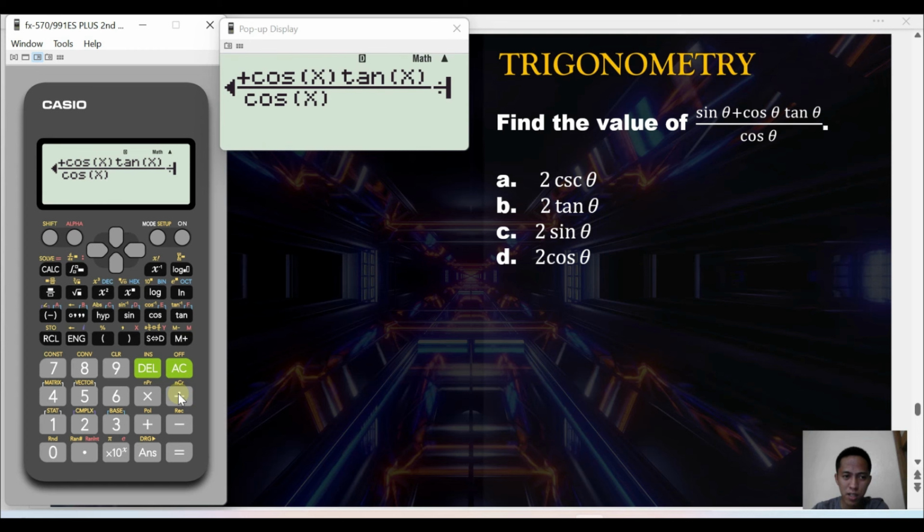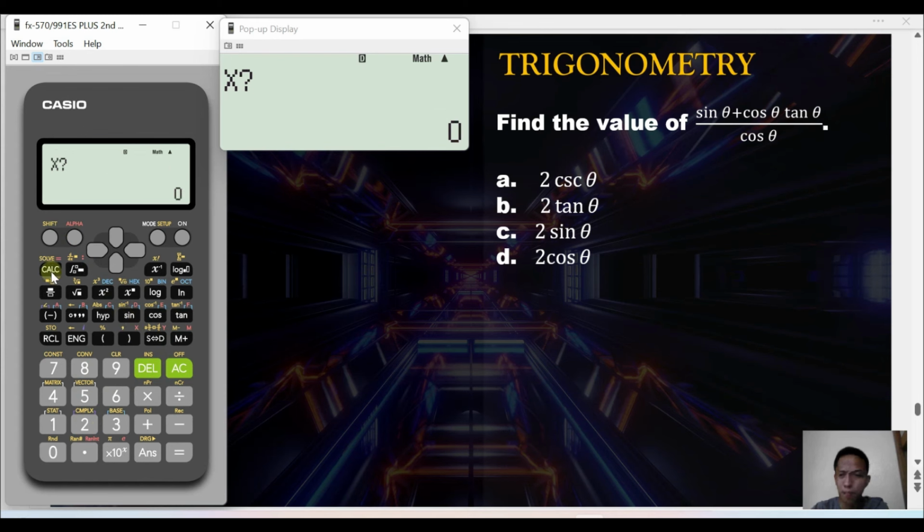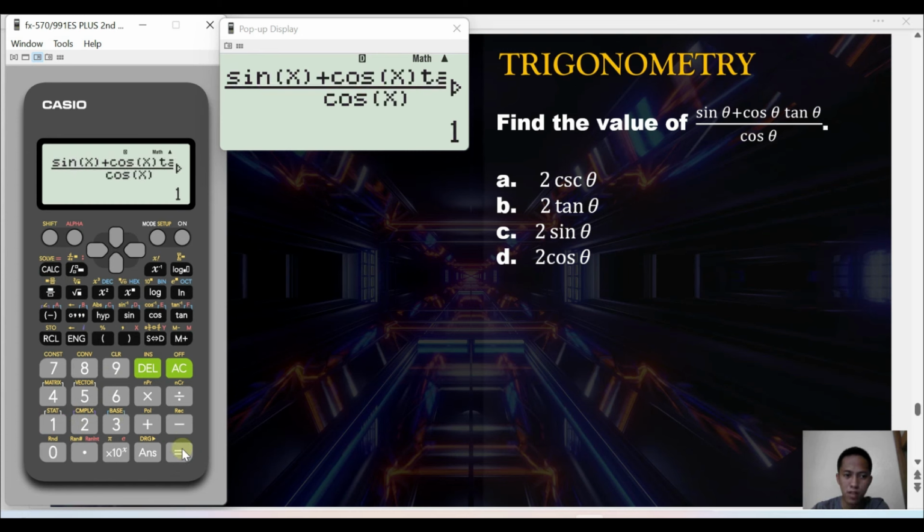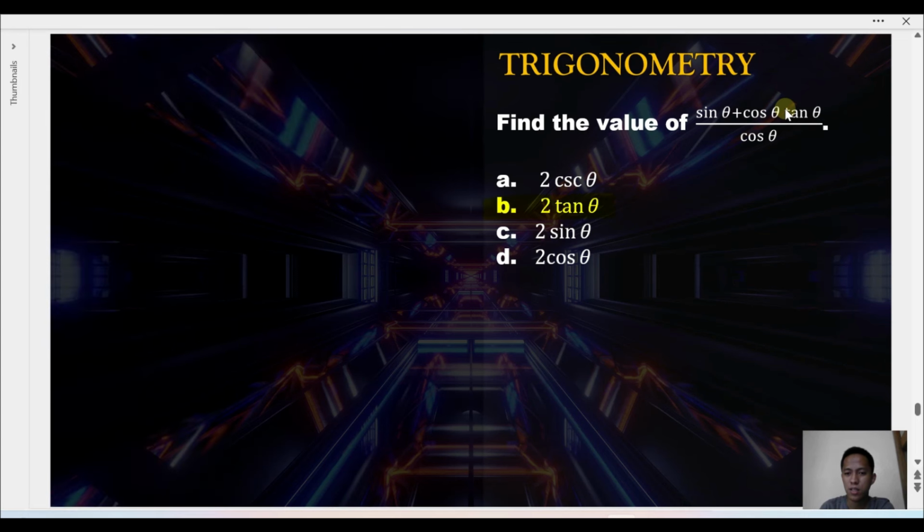So, let's try dividing it by 2 tangent of theta. If you press calc, then you input any value there, let's say 2. If you press equals, it will give you a value of 1. Ibig sabihin, ito yung 2 tangent theta, equal siya dito sa sin theta plus cosine theta, tangent theta over cosine theta. So therefore, letter B is the real answer.